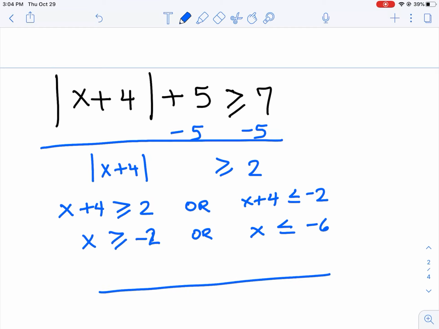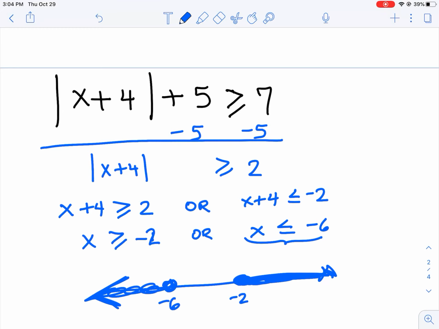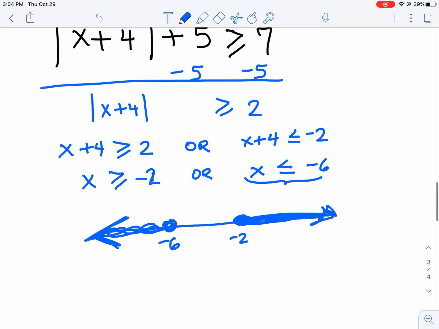Now I realize that this part is down here, negative 6. It goes this way. And I realize that the other part is here, and it goes to the right. But for whatever reason, I always do the one that looks like the original first. And then this is negative infinity comma negative 6 square bracket, or square bracket negative 2 comma infinity.